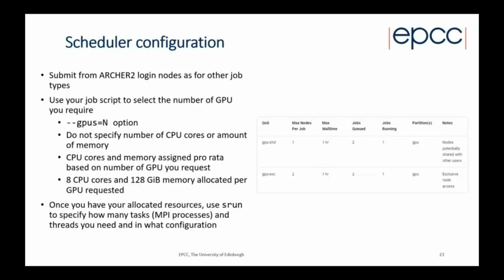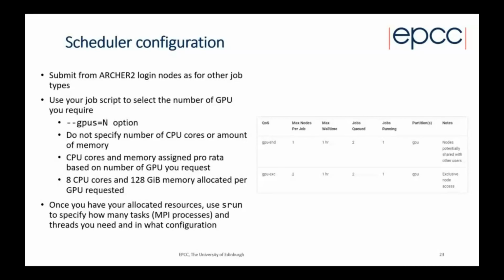So when we request resource, we need to request the number of GPUs in our Slurm options. We also need to use --gres to specify GPUs and the number of GPUs we want. We don't specify the number of CPU cores or the amount of memory. It is allocated as a fraction of the total based on the number of GPUs you've requested. So the host resources are tied to the GPUs in a sense. There are 8 CPU cores and 128 gigabytes of memory per GPU.